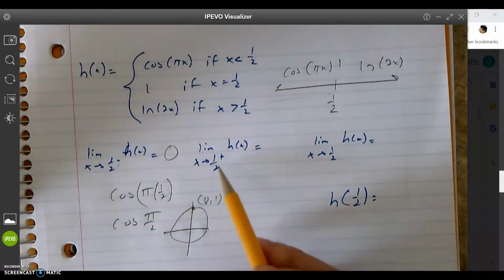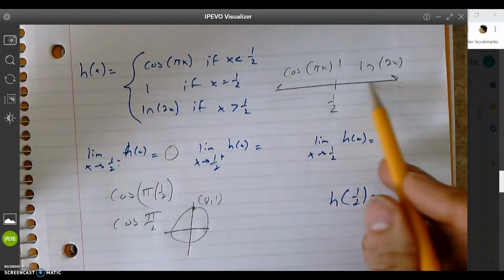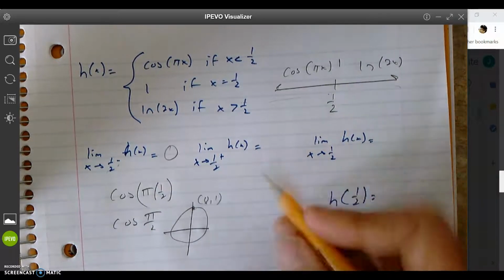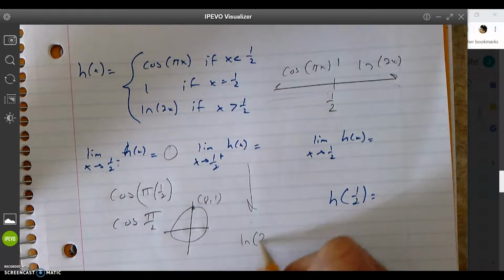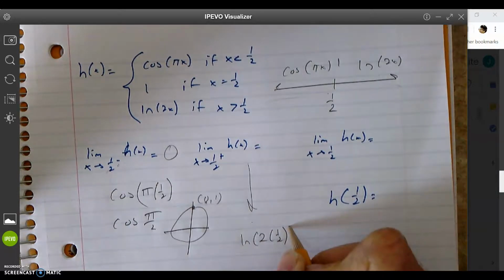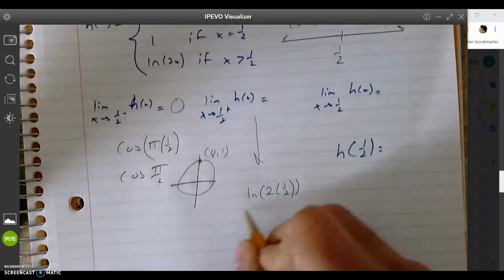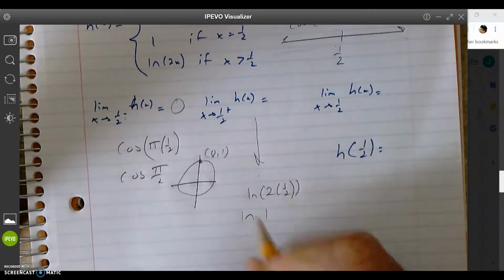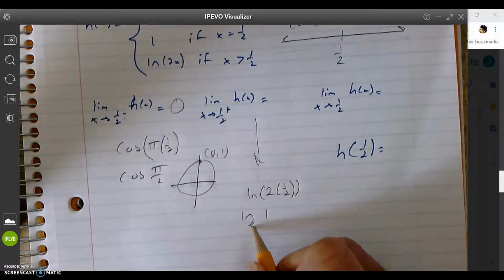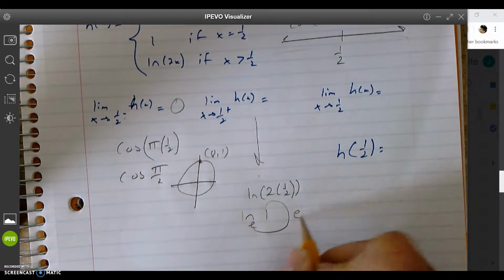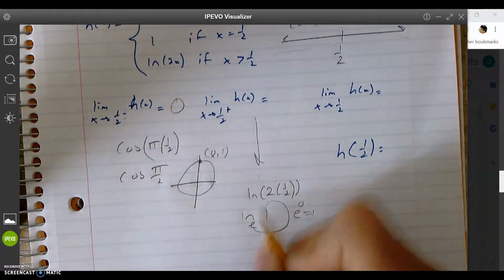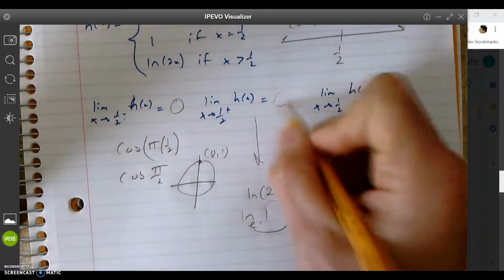So the limit as x approaches 1/2 from the right. From the right, you're on natural log. So that's going to be natural log of 2 times 1/2, which is natural log of 1. Now remember, the base of natural log is e, so e to what power is 1? Well, e to the 0 is 1, because anything to the 0 power is 1, so this actually equals 0 also.